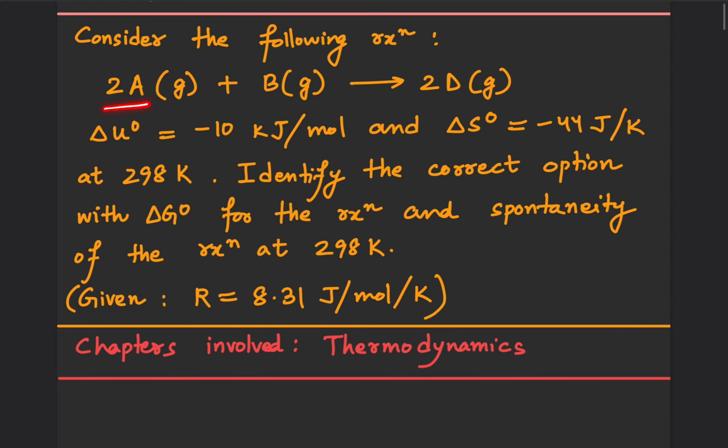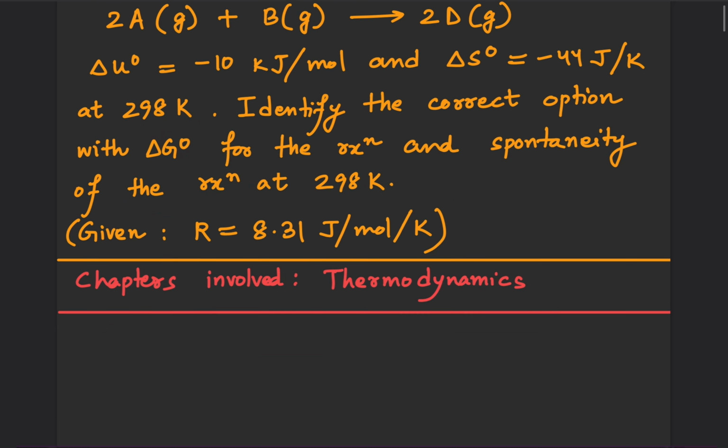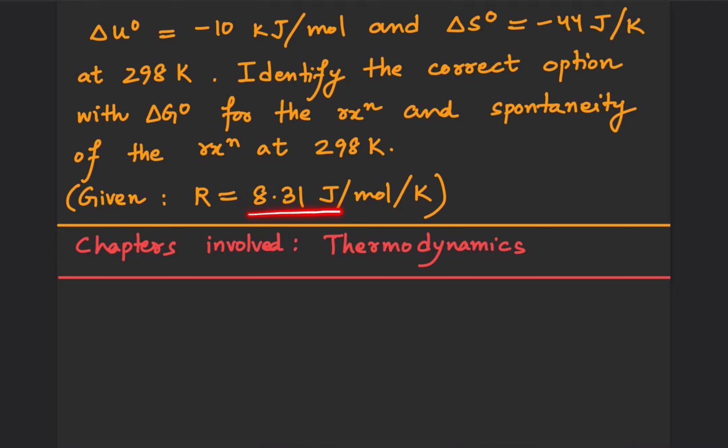So this is a question from NEET 2026. Consider the following reaction: 2A plus B giving us 2D, all of them in the gaseous state. Delta U naught is equal to minus 10 kilojoules per mole and delta S naught is minus 44 joules per Kelvin at 298 Kelvin. Identify the correct option with delta G naught for the reaction and spontaneity of the reaction at 298 Kelvin. Given R is 8.31 joules per mole per Kelvin. So the chapter involved is thermodynamics.